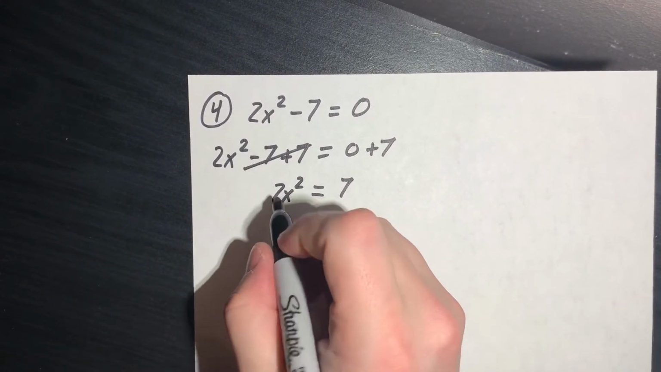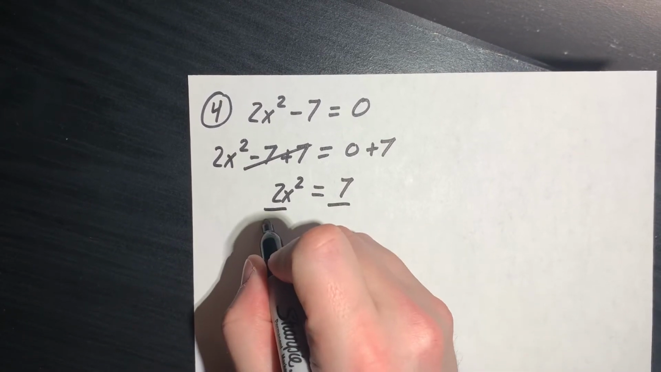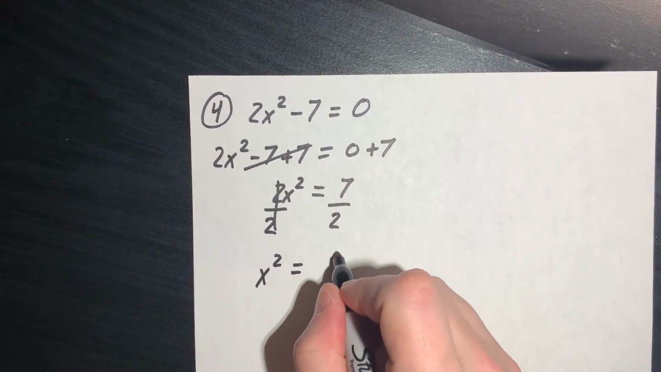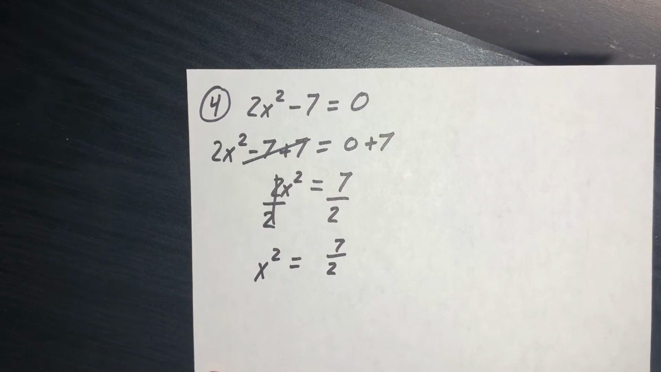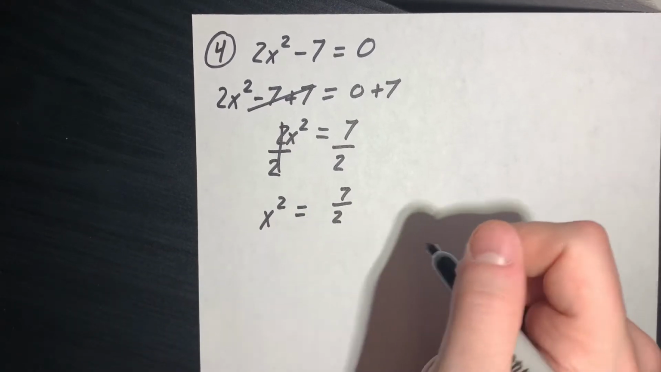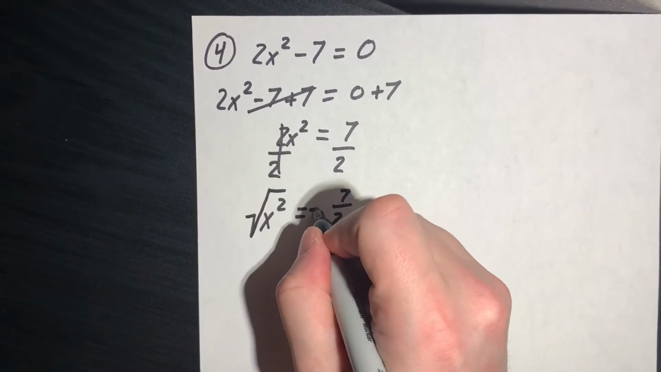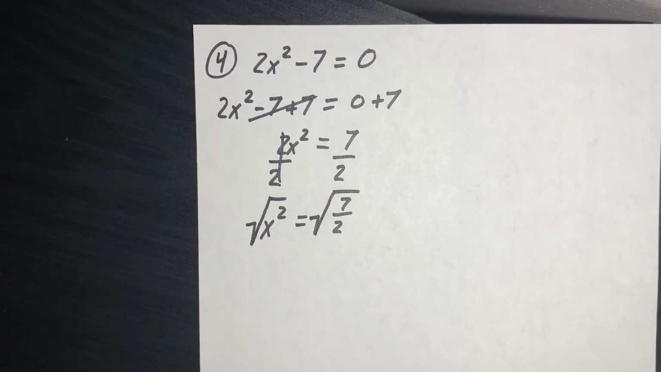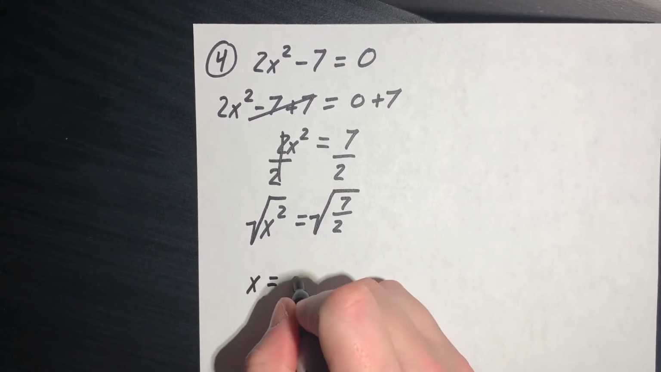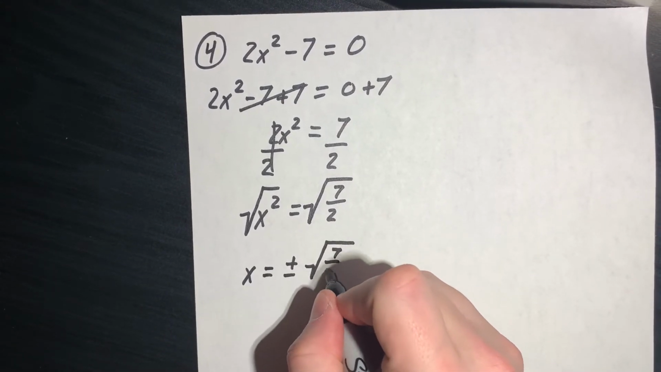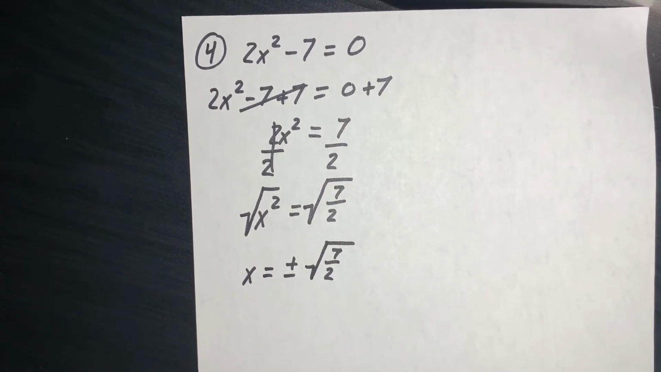So the opposite of multiplication is, of course, division. So that's going to leave us with x squared equals 7 halves. Okay, so now we are going to take the square root of both sides, and in this case we have a fraction. And of course, fractions call for a few more rules. So now this is going to leave us with x equals plus or minus the square root of 7 halves. Okay, so for this we're going to have to rationalize this.